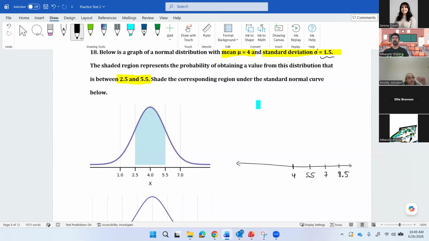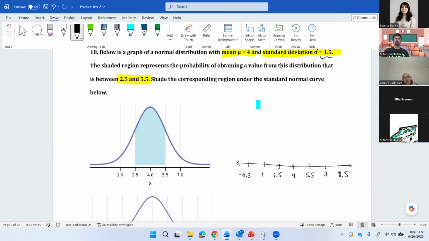And when I go to the left, I have 3 lines to the left of my mean. And each time I go to the left, I subtract my standard deviation, which is 1.5. So 4 minus 1.5 gives me 2.5. Then minus 1.5 again gives me 1. Then minus 1.5 again gives me negative 0.5.